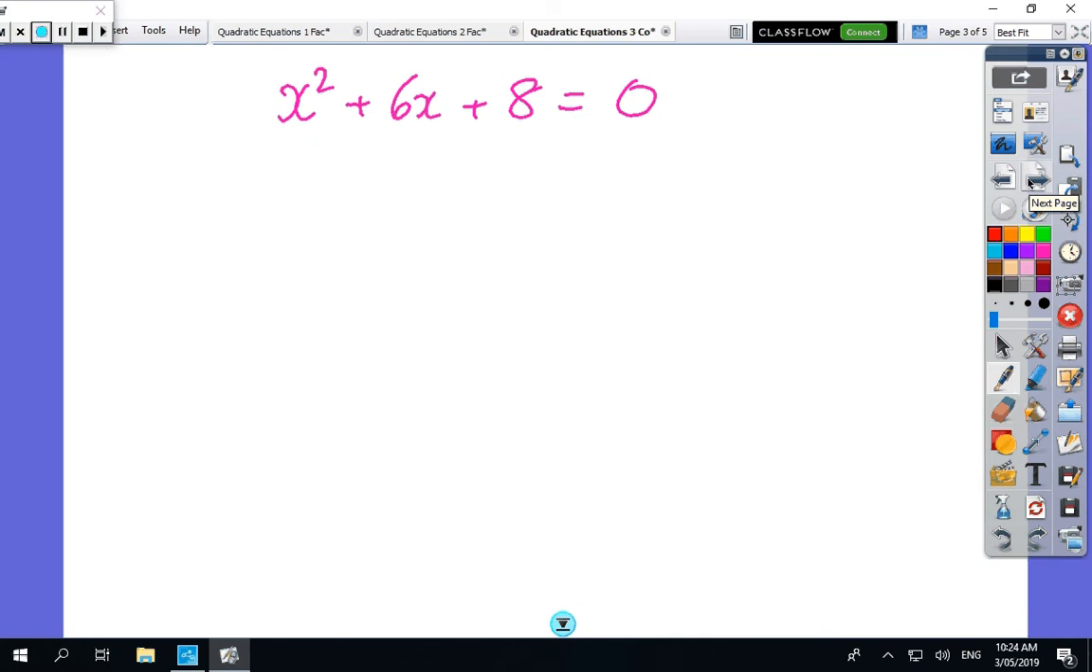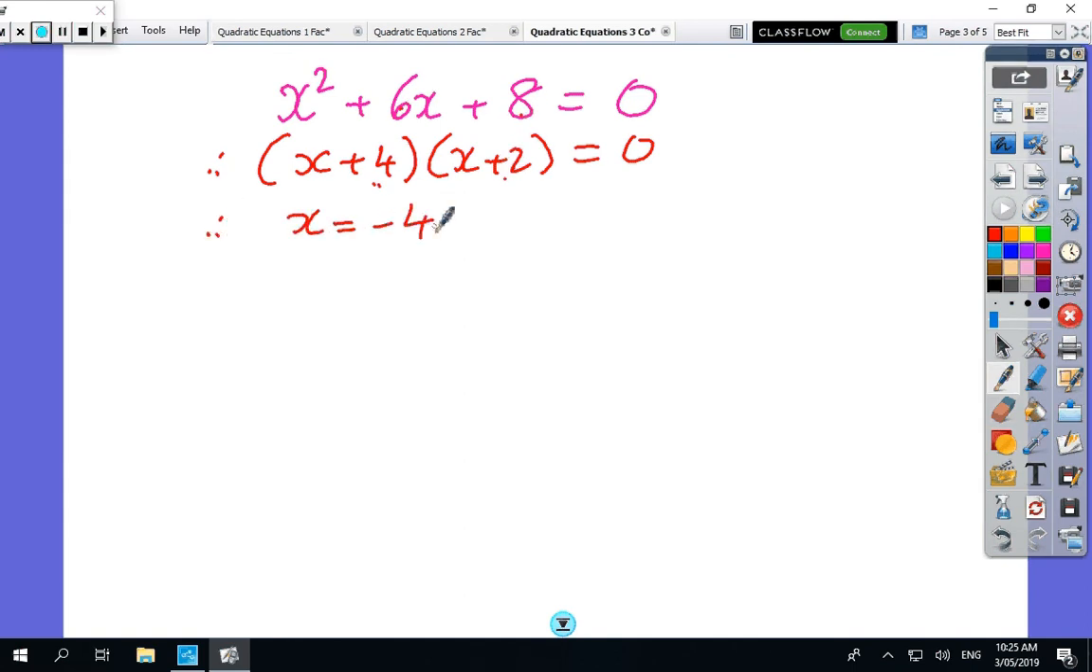Okay, so we've got a quadratic equation, x squared plus 6x plus 8 equals 0. So using the first video or the second video, the old-fashioned way would be x plus 4 times x plus 2 equals 0. 4 twos are 8, 4 plus 2 is 6, and so the two answers are minus 4 and minus 2. So we know those are the answers.